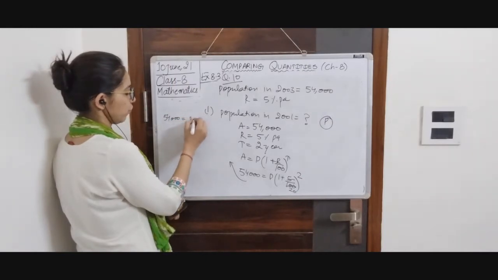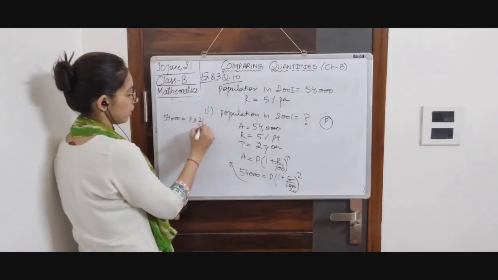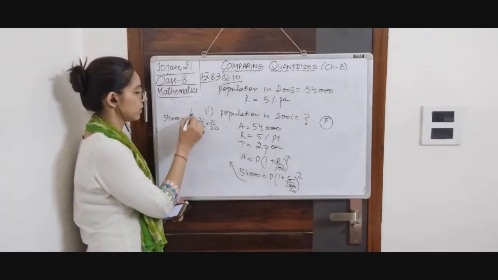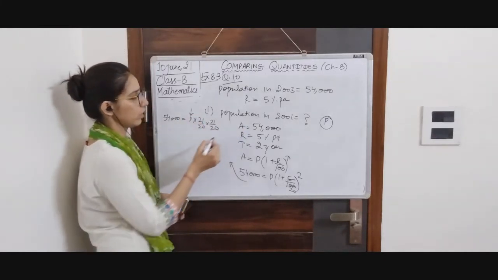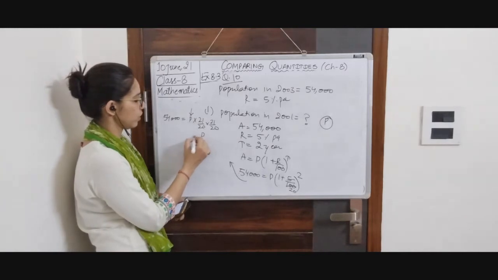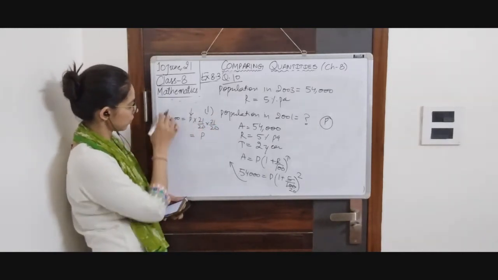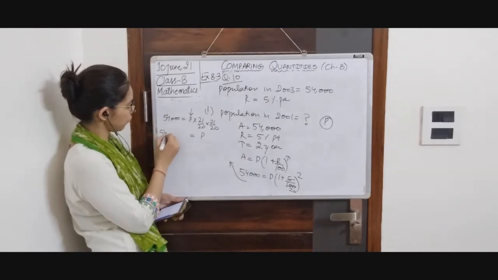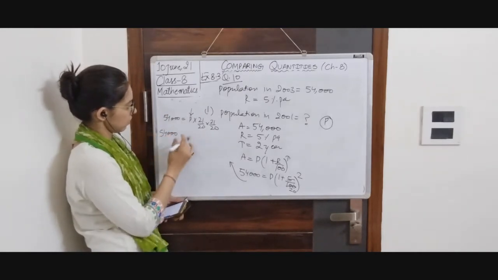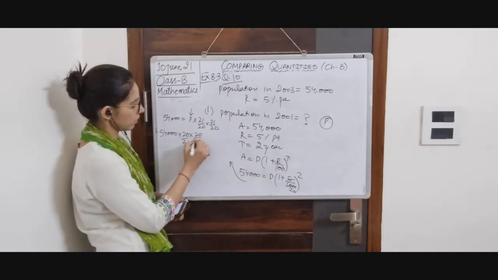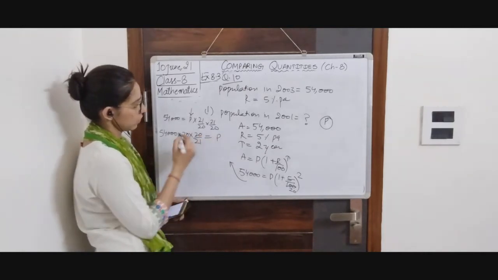54,000 is equal to P into 21 by 20, 21 by 20. Since we have to calculate this P, which is the population in 2001, we will leave it on one side and send these numbers to the left hand side. It will be 54,000 into 20 by 21 into 20 by 21 is equal to P.